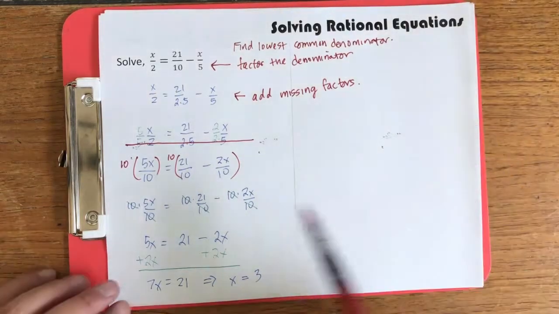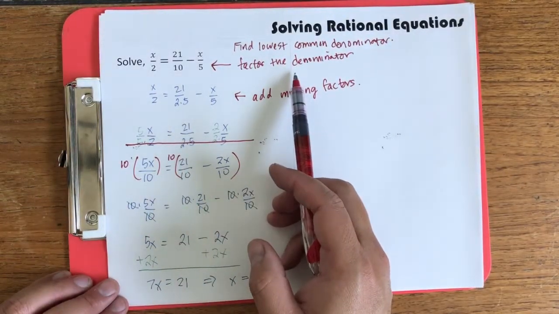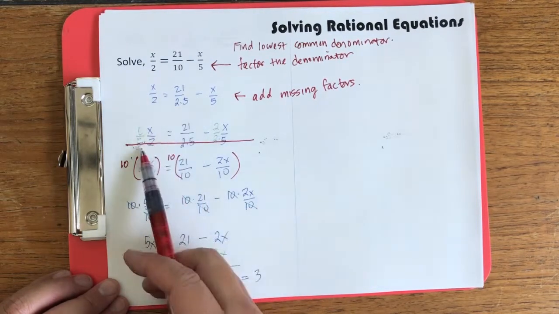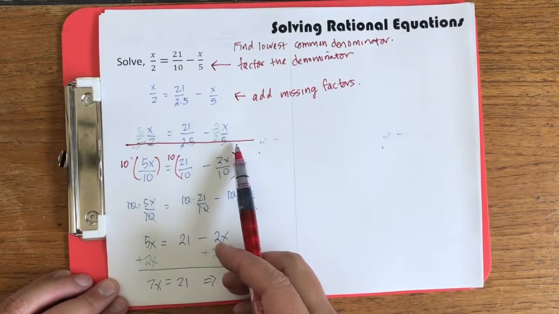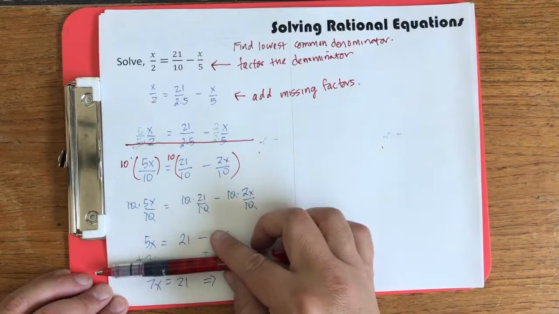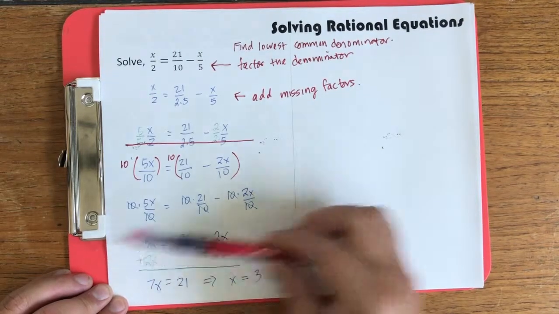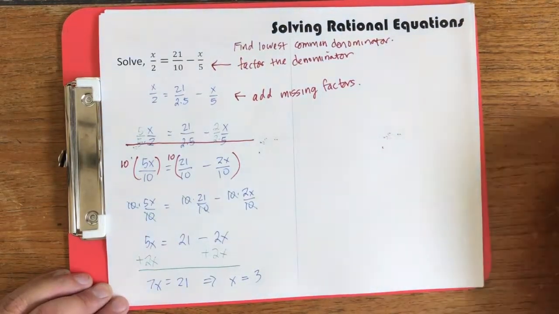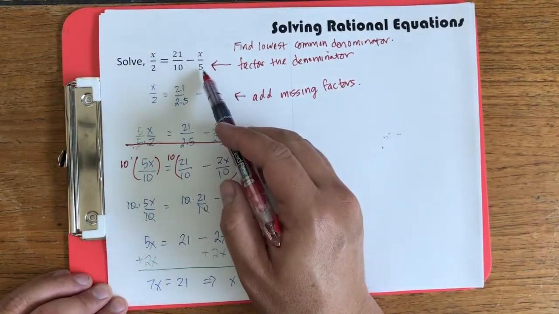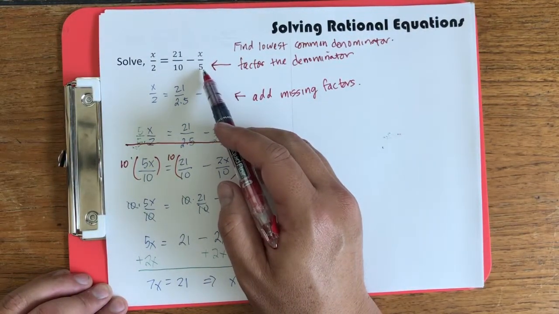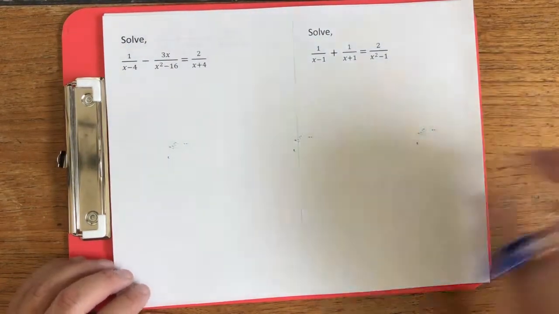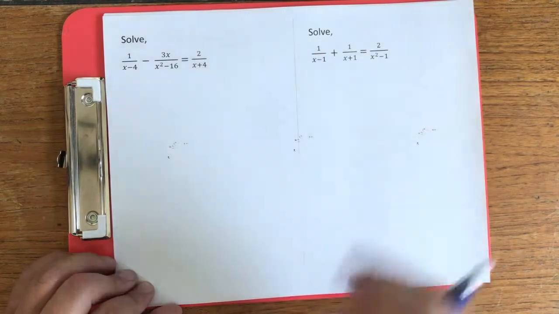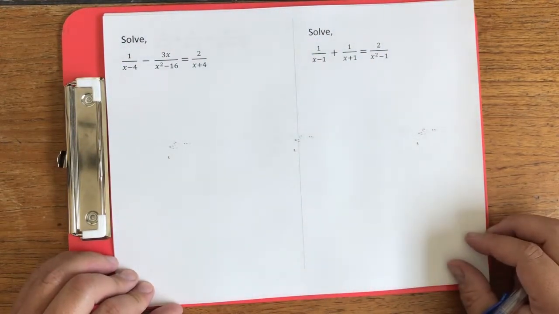And the key thing here is find the lowest common denominator by factoring the denominator, add the missing factors so that each of the denominators have exactly the same factors, and then we cross it out and we just solve whatever's left in the numerators. Okay. Now, this is different from our next series of problems because there is no x in the denominator. So first, let's do this problem on the left, and then we'll contrast it with the problem on the right.